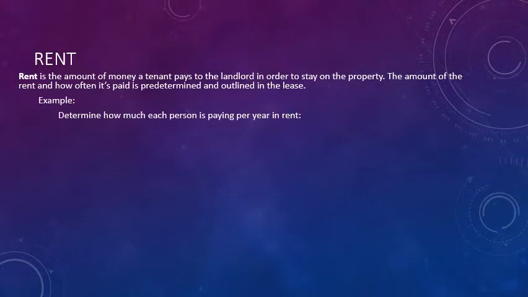So for example, determine how much each person is paying in rent per year. So some people pay rent monthly. So in this example, this person is paying $825 per month. So what are they paying in a year? Well, there's 12 months in a year, so we just multiply by 12, and we see that they're paying $9,900.